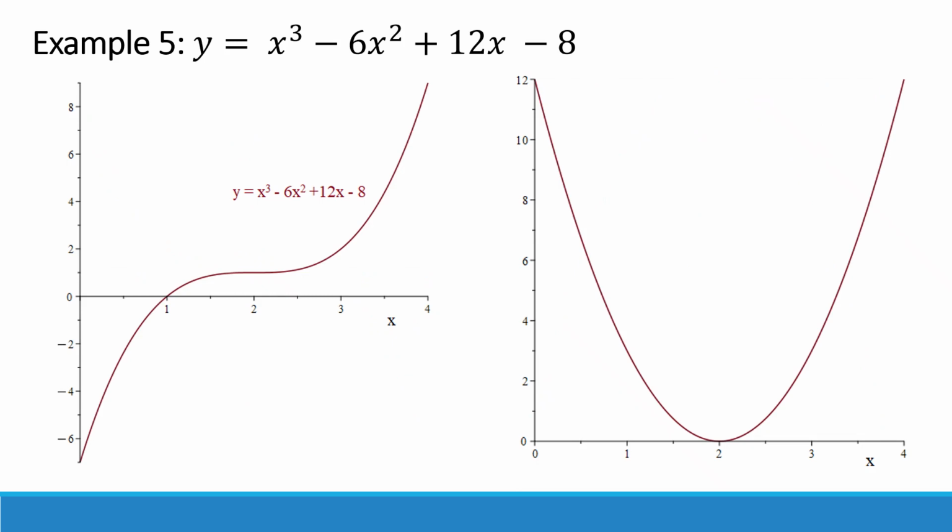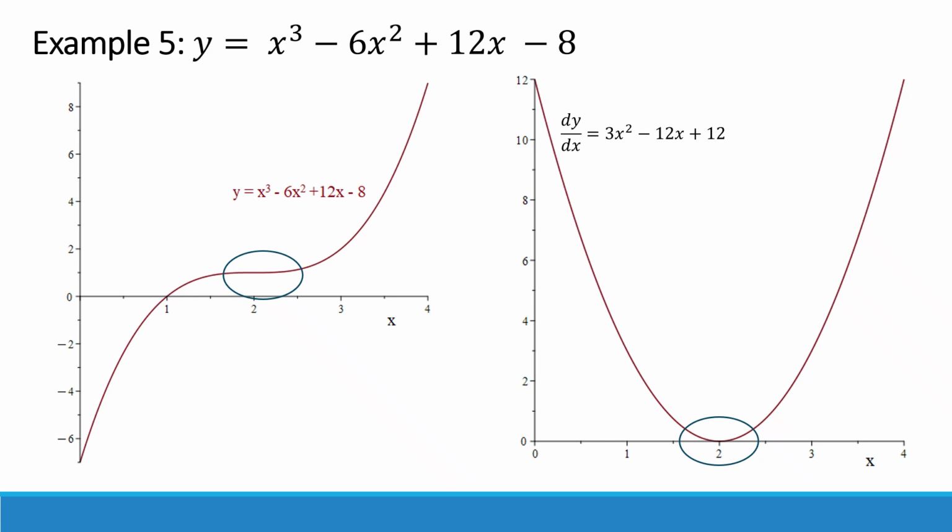Here's another example with a point of inflection. We have a graph of y equals x cubed minus 6x squared plus 12x minus 8 on the left, and its corresponding gradient graph, dy by dx equals 3x squared minus 12x plus 12 on the right. You can see the stationary point, this time it's at x equals 2, and this corresponds to the gradient graph being equal to 0 at x equals 2.